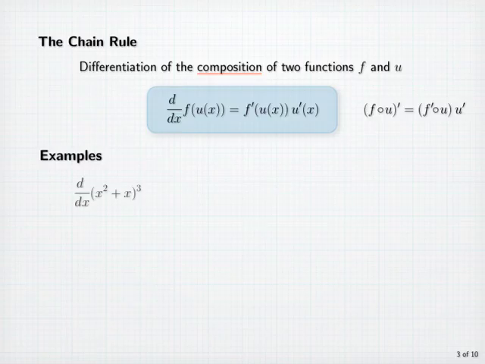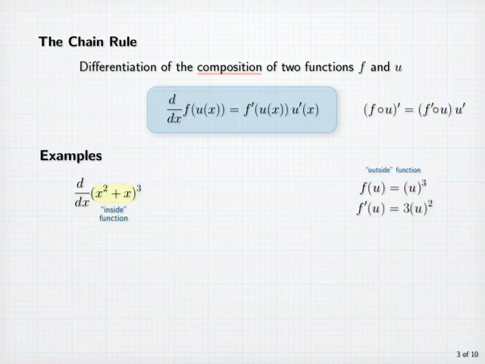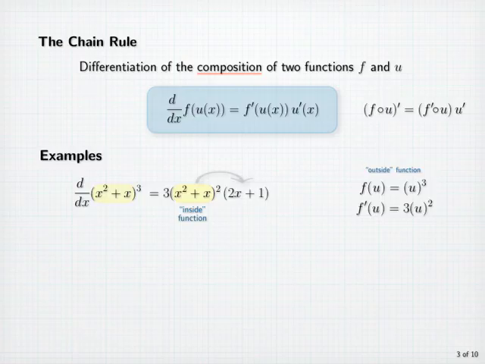Examples: the derivative with respect to x of (x squared plus x) quantity cubed. Here, our inside function should be thought of as x squared plus x, and the outside function, f of u equals u cubed. The derivative of the outside function is f prime of u equals 3u squared, so we write 3 times u of x squared, and u of x is x squared plus x, and then multiply by the derivative of the inside function.